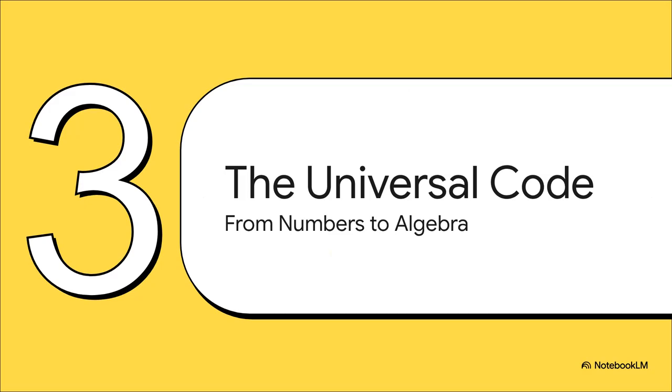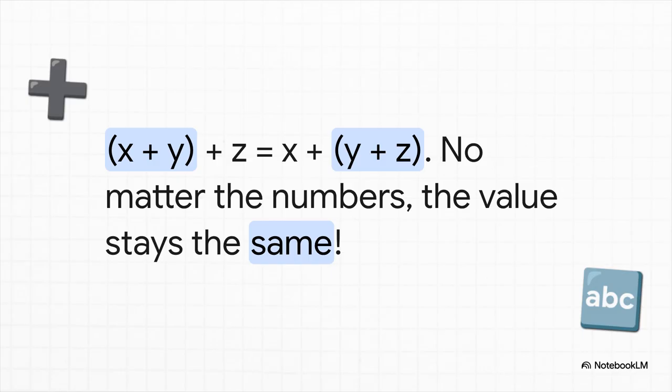Now, this is all great with specific numbers, but the real magic of math is finding rules that work for any number. So let's level up from simple arithmetic and see what this looks like in the universal language of algebra. In algebra, we use letters as placeholders for any number you can imagine. So the official rule for addition looks like this. It's saying that whether you add x and y first or y and z first, it doesn't matter. The equation stays perfectly balanced.